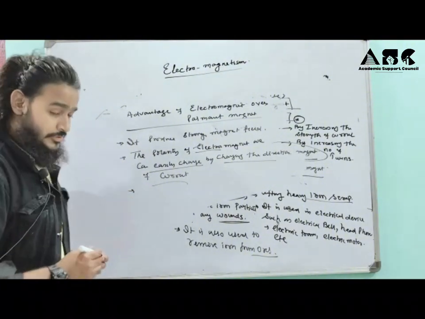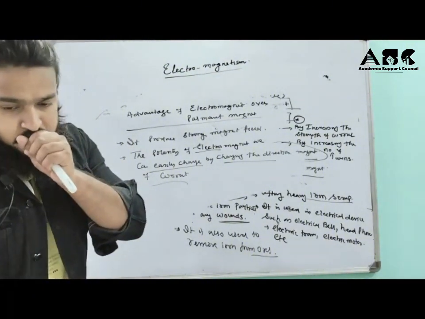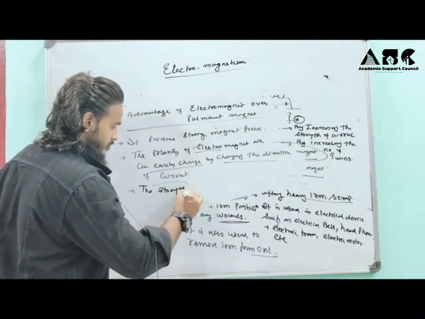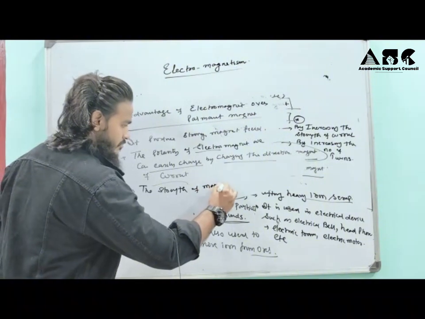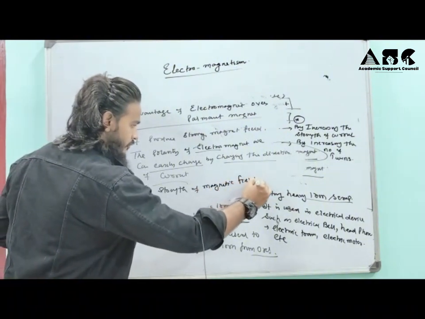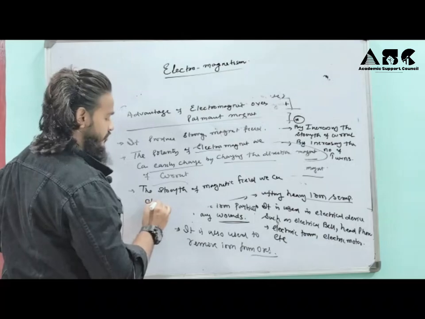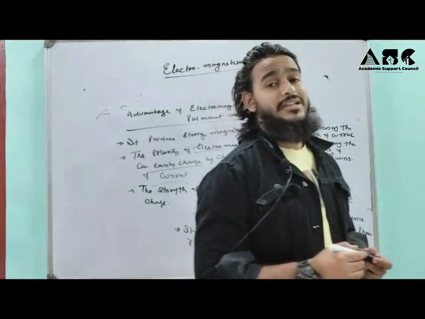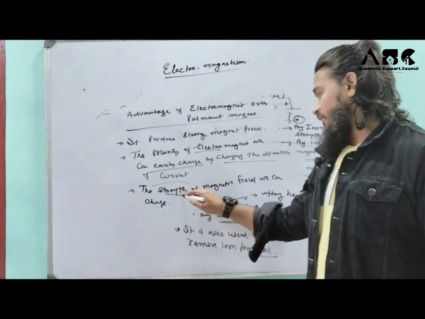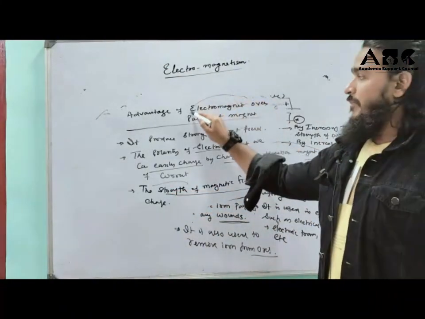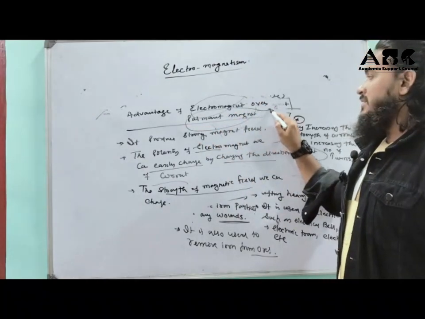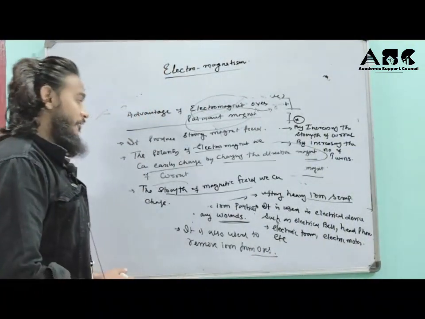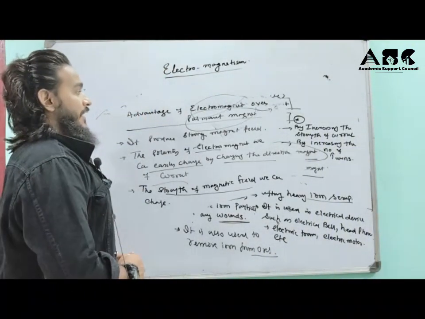The third point you just keep in your mind, the strength of the magnetic field we can change. By changing the number of turns, by changing the strength of the current, we can change the strength of the magnetic field of electromagnet. But in a permanent magnet, its magnetic strength is fixed, so we cannot change it. These are the advantages of electromagnet over the permanent magnet.